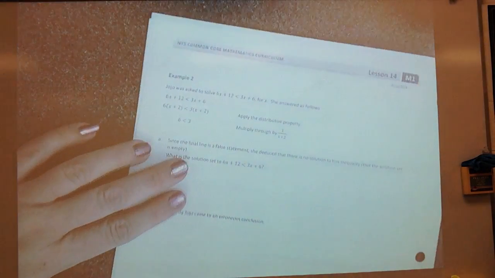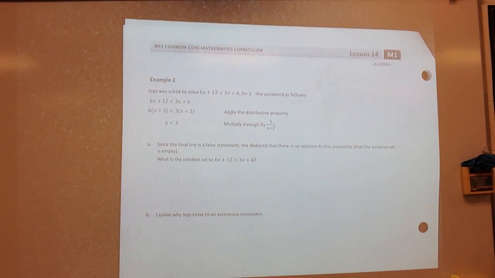All right, example number 2. JoJo was asked to solve 6x plus 12 is less than 3x plus 6 for x. She answered as follows. 6x plus 12 is less than 3x plus 6. So she says, I'm going to pull out a 6 and use the distributive property. And then I'm going to pull out a 3. And she says 6 is less than 3. Multiply through by, and she got rid of that x plus 2.